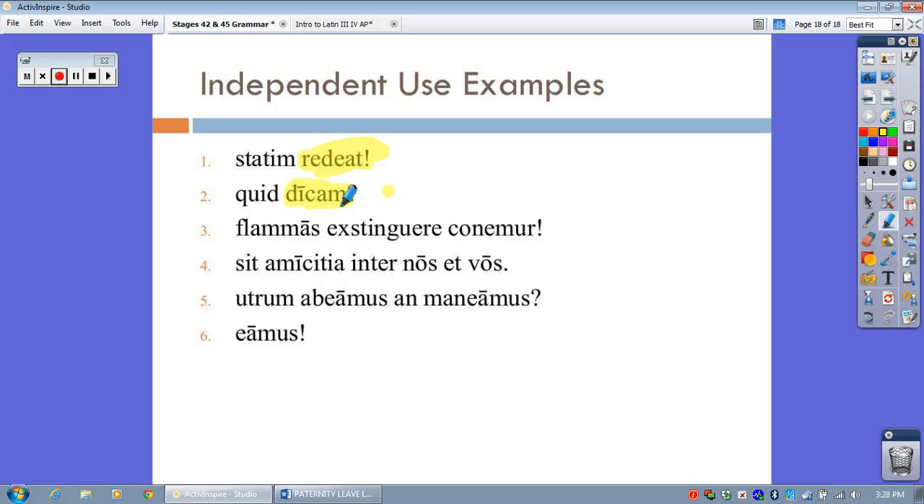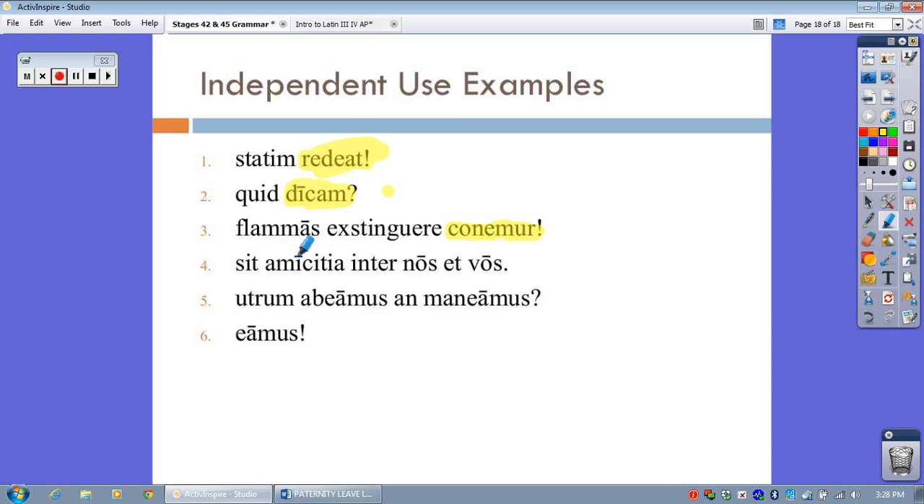How about flammas extinguere conemur? Conemur. Conor, conari, conatus. That's a first conjugation deponent verb. So the A changes to an E. That's present subjunctive. It's deponent. So even though it ends in MUR, which is a passive ending, we're going to translate that actively. And the subject is we, right? And is this hortatory, jussive, or deliberative question? The answer is hortatory. Let us try to put out the flames.